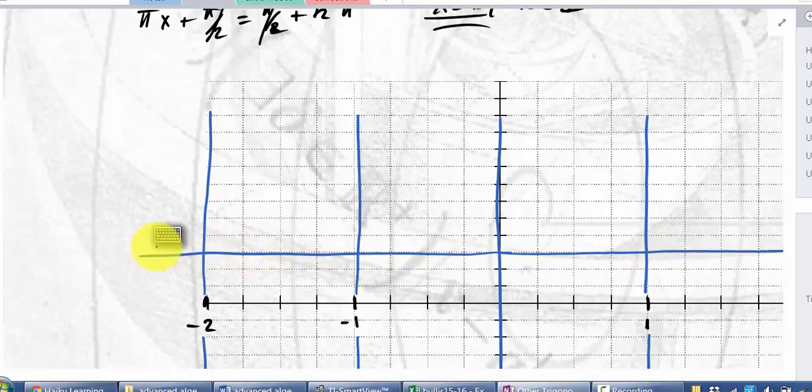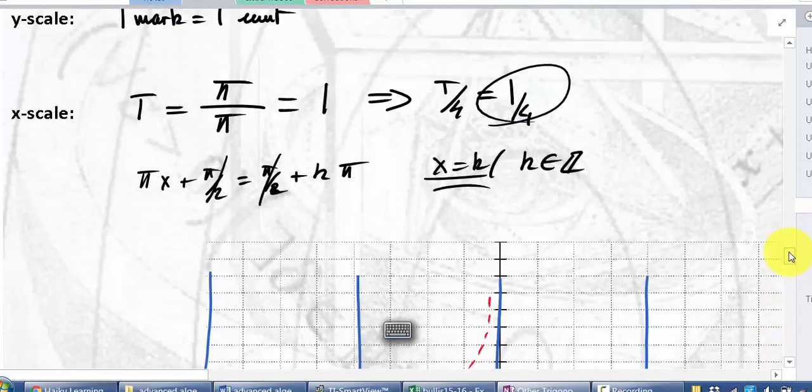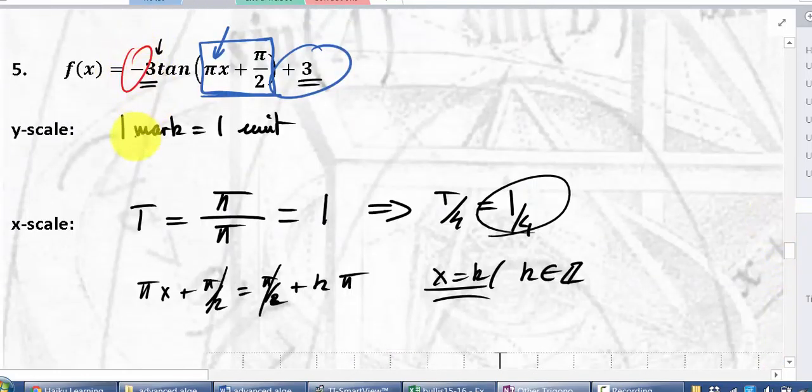Okay, now, guys. Tan hits the middle line in the middle of a period, right? So it's going to go right here in the middle of a period. I will be hitting my middle line, okay? The regular tan goes like this, right? The regular tan goes like this. But first of all, this is a negative tan, so it will be flipped.